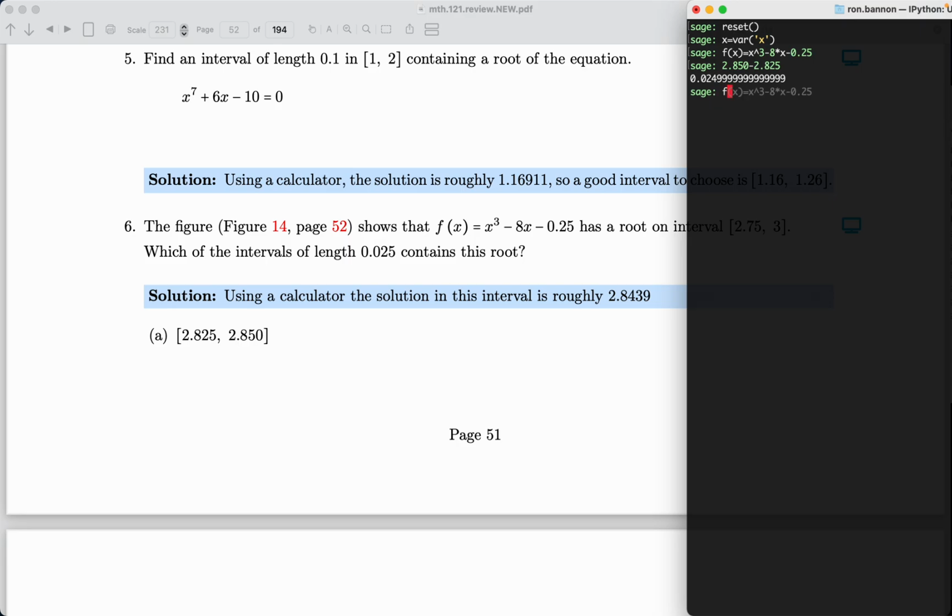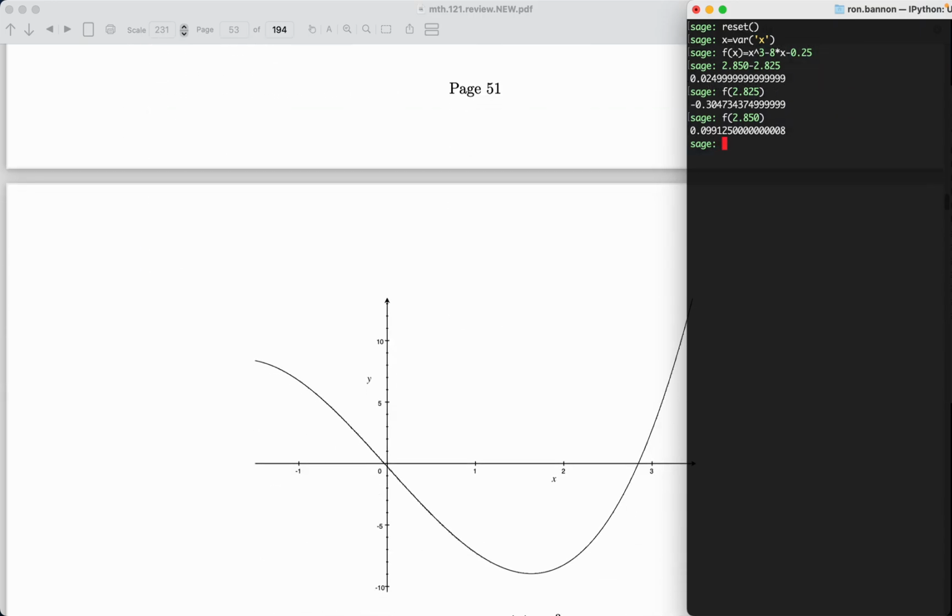Let's do f of 2.825, and that's going to be a negative number. I see the negative there. And the other one is going to be f of 2.850, and that should be a positive number, indicating there's a 0 on that interval, and there is. So the answer there was yes.